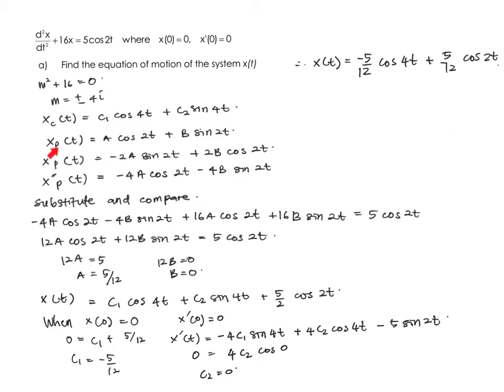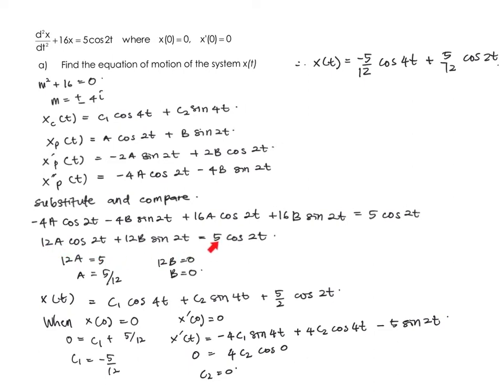Okay, next we find xp. Refer to this one: a cos 2t plus b sin 2t. Differentiate to find x prime p and then find x double prime p. Substitute and compare. So, we substitute xp into this DE.